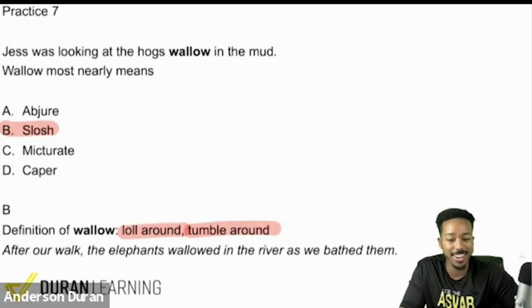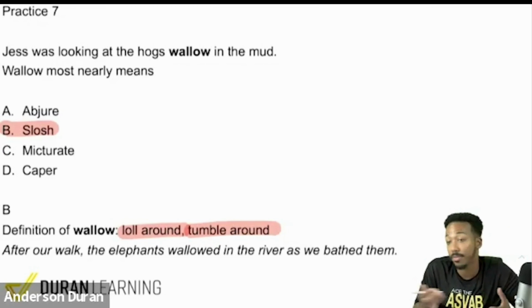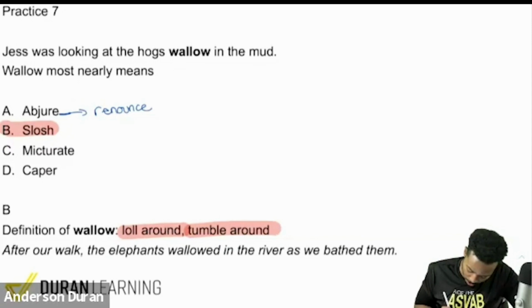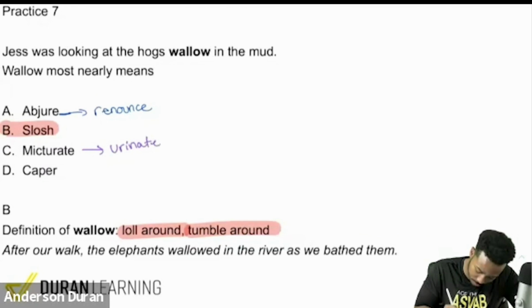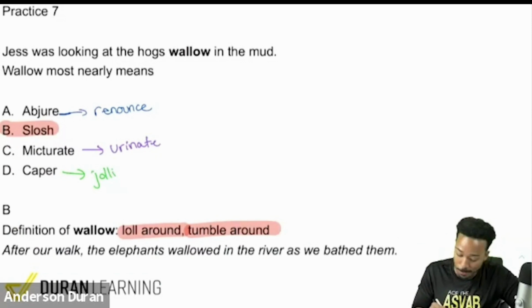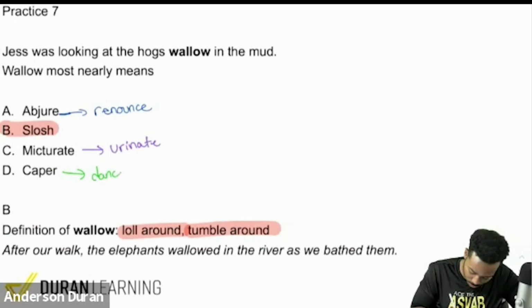One more time, let's write it here. Again, this is exactly how I would go about it if I didn't know these words. Abjure would basically mean renounce. Micturate basically means urinate. And then caper: let me make sure I got that right. Okay, so basically skip or dance in a playful way. We'll go with that. Skip in a playful way.